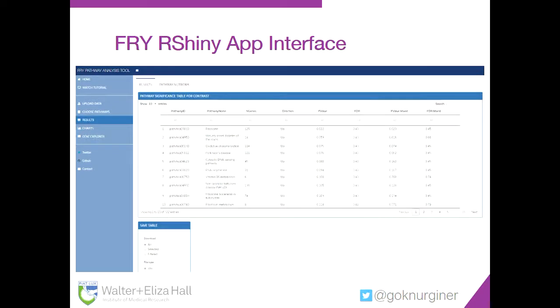For FRY, I also created a Shiny app. RShiny allows you to create your web application. You can download your data set here and you can just go to any database and pick your gene set or pick the whole database, then check which pathways are more important in a certain type of disease.